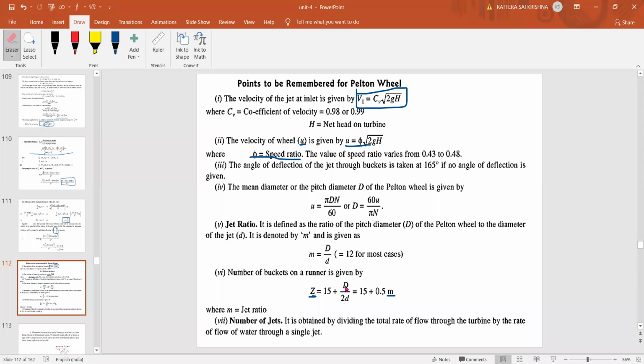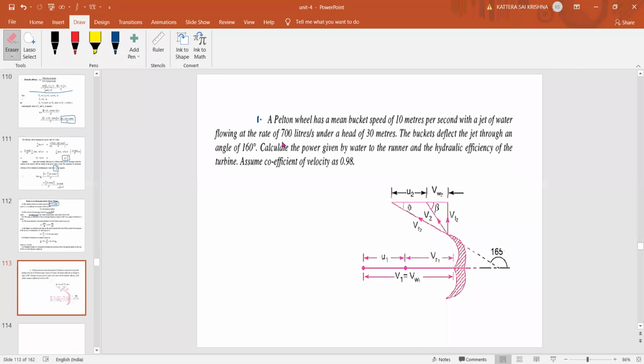Right. So these are the points to be remembered before solving the problems on the Pelton wheel. Remember two main points. One is at the inlet of the Pelton wheel, we get only a straight line. We don't get any velocity triangle. And only at the outlet will we get the velocity triangle. Okay. So this is your first problem on the Pelton wheel. Please remember, in exams, many times they have asked Pelton wheel problems only.